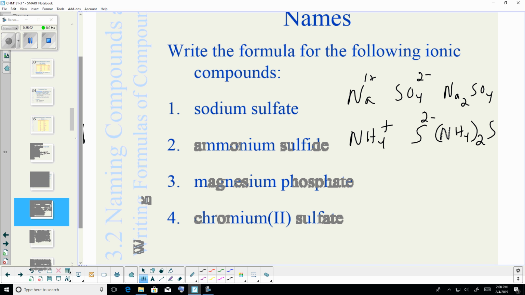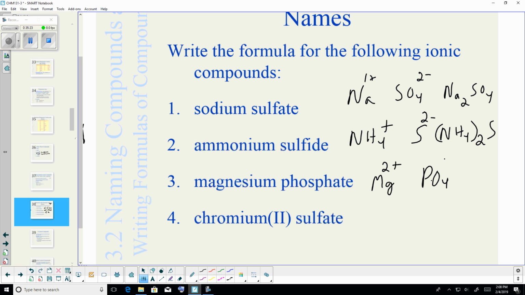Magnesium phosphate. We're dealing with what metal? Magnesium. Charge, 2 plus. Phosphate is a polyatomic ion. It is PO4 3 minus. So the formula would be Mg3 (PO4)2.